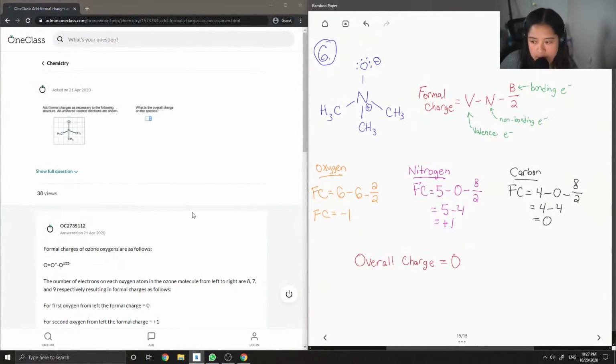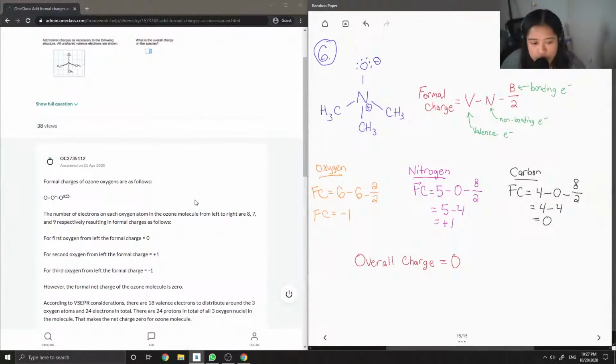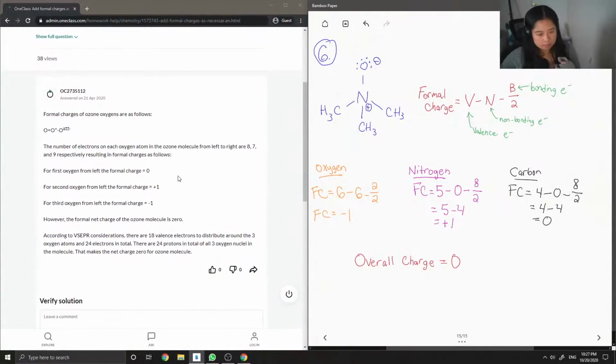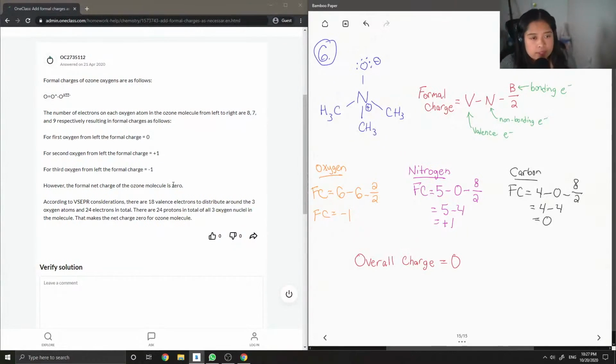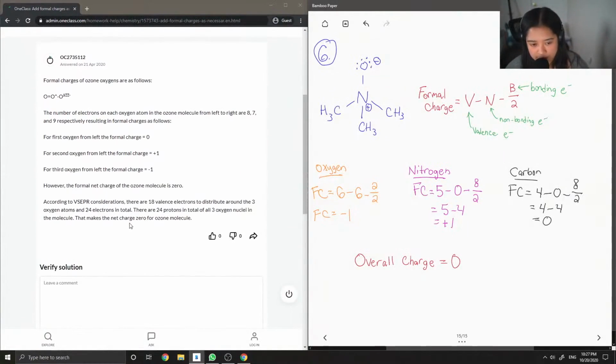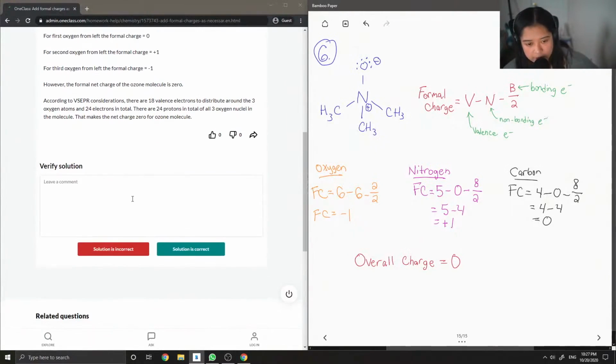Okay, so let's look at the answer from our junior tutor. Okay, so it looks like they calculated the formal charge of ozone. So the work looks correct, but for this question in particular, it is incorrect since it's a different structure altogether. So I'm just going to write out what I did.